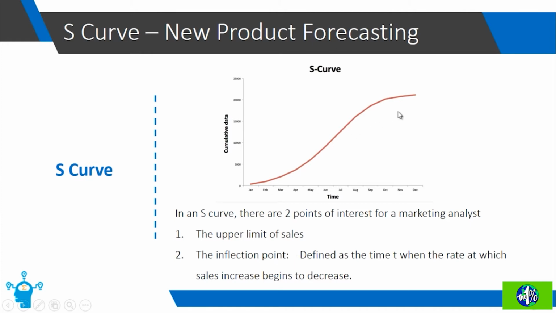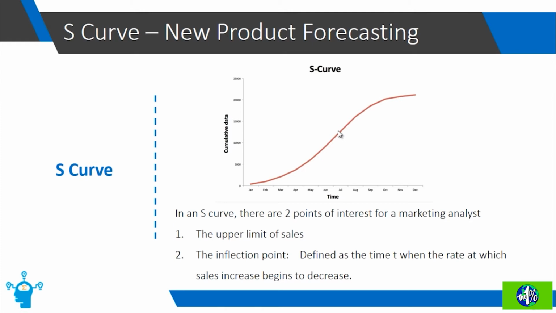So using a few data points of product sales, if a marketing analyst is able to draw this S curve, the marketing analyst can find out two important information points from this curve for the new product. The first point is the upper limit of sales, that is the maximum quantity of sales that you can generate using your new product or product based on new technology. The second is the inflection point, that is the time period at which the rate of sales will change from increasing to decreasing.